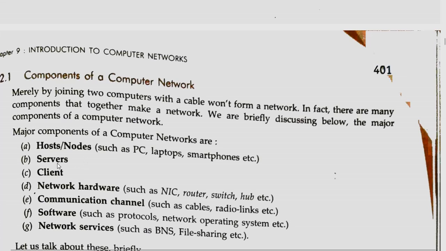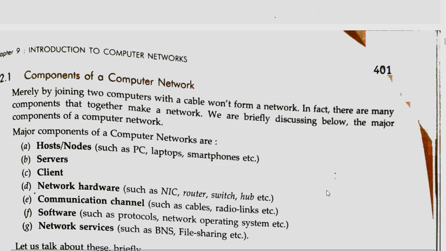Okay, second is the servers, then the clients, then the network hardware. Network hardware will include NIC, routers, switch, hub, etc. Okay, the communication channel is required, and in the communication channel you are having the cables or the radio links. Okay, also there is software, such as protocols, network operating systems, etc. Okay, and the last one is the network services. In the network services you are having DNS, file sharing, etc. Okay, so we will discuss one by one for them.